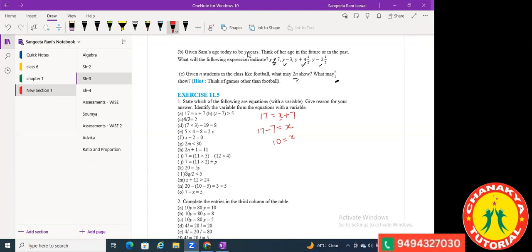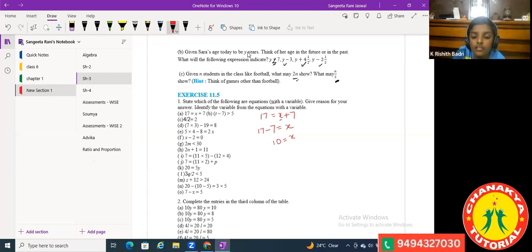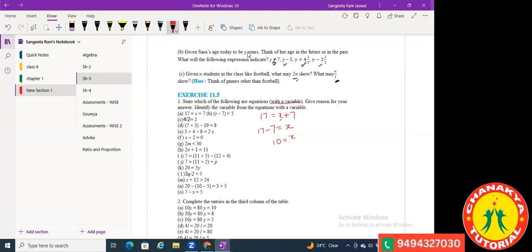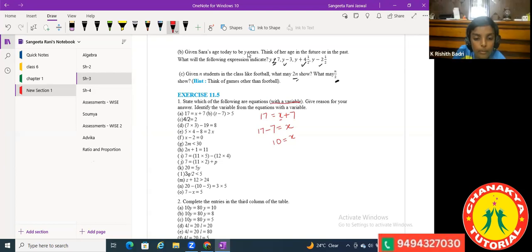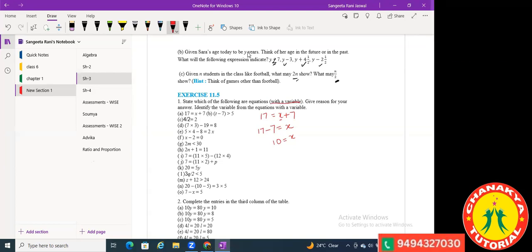The question says, which of the following are equations with a variable? So this is not an equation with a variable. It is an equation, but not with a variable. Am I audible? Yes, you are audible.